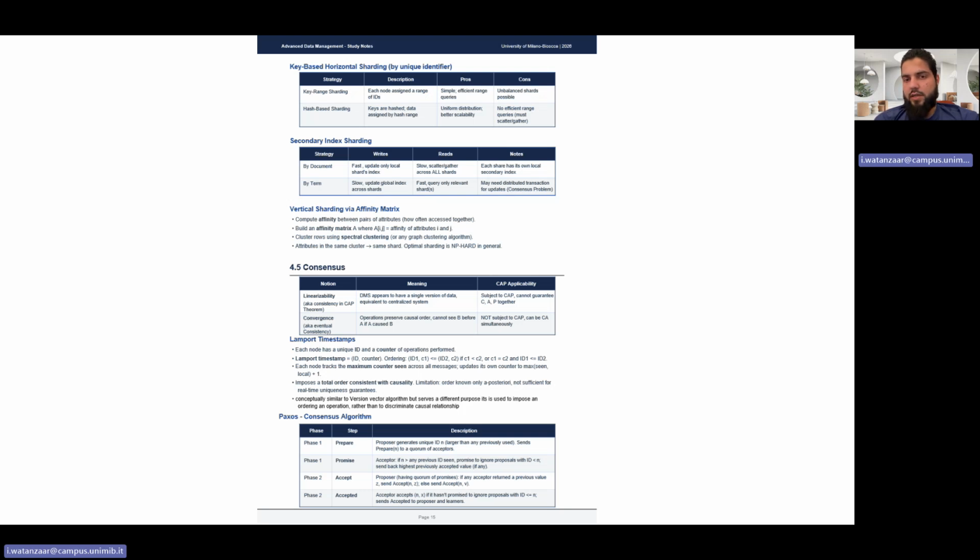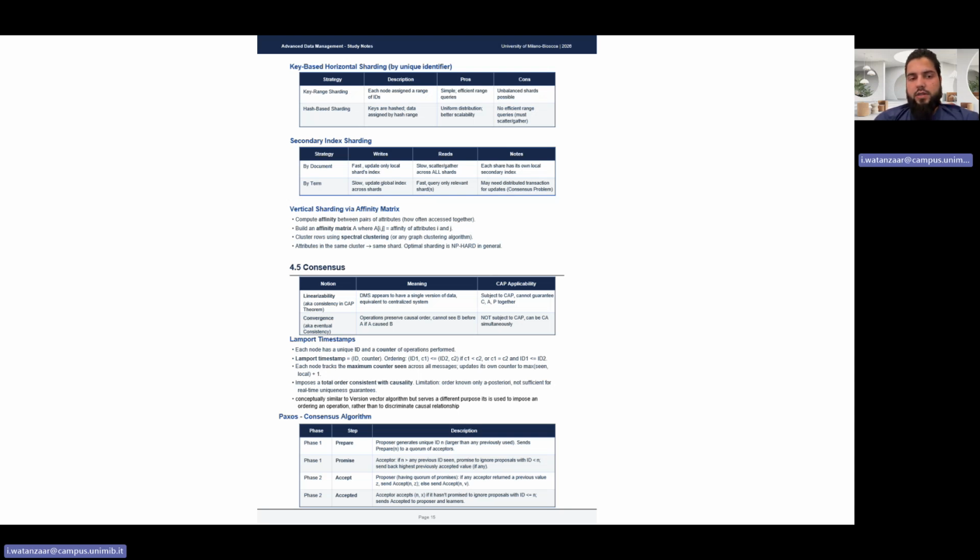In hash-based sharding, the keys are hashed and data is assigned by hash range. Above, we assigned a range of IDs, but here we assign by hash range. It distributes uniformly and has better scalability. But the con is that there are no efficient range queries; they must scatter and gather. So this is key-based horizontal sharding by unique identifier, but we can also do horizontal sharding by secondary index.